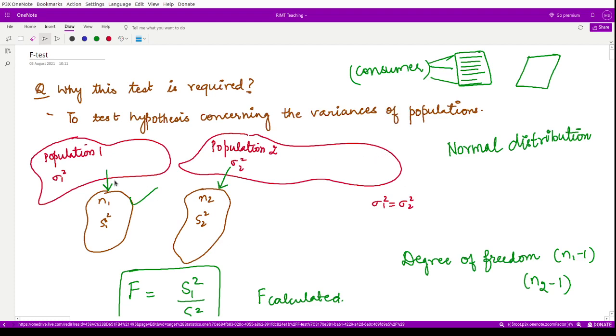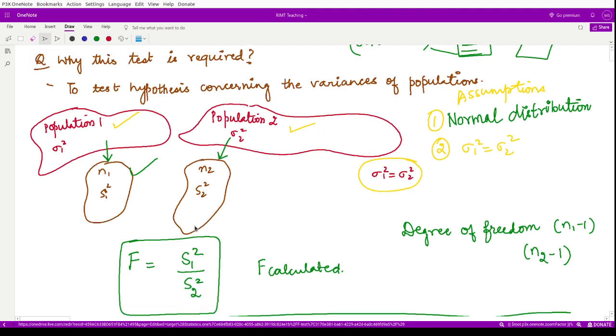suppose we are given two populations 1 and 2 having same variances, that is our assumption. Let me write down the assumptions. If we have two populations which are normally distributed and moreover the variances of these two are the same, then we draw two samples out of those populations having sizes n1 and n2 and variances as s1 square and s2 square. Now we wanted to compare these two variances.